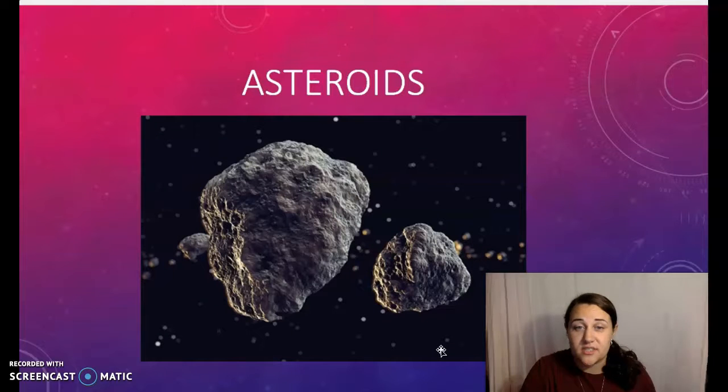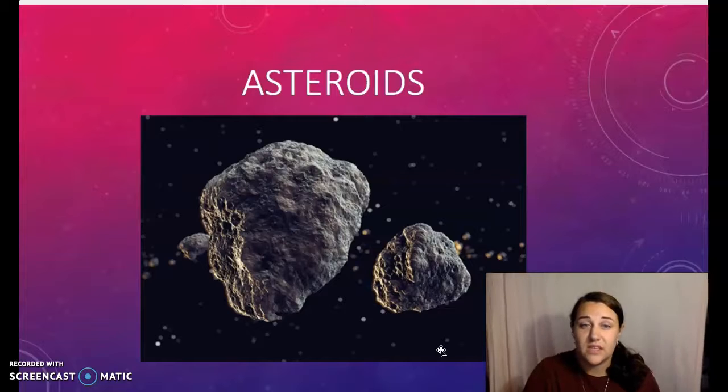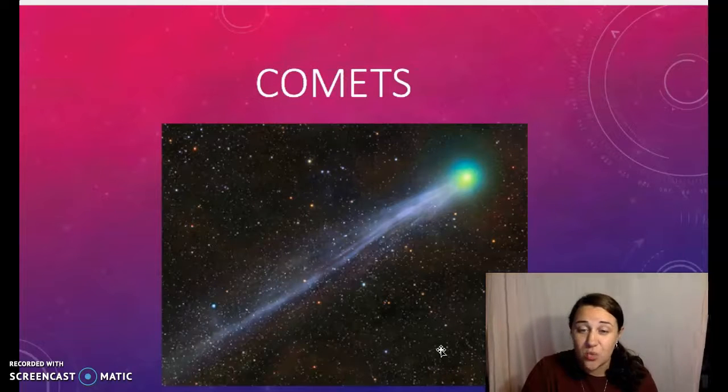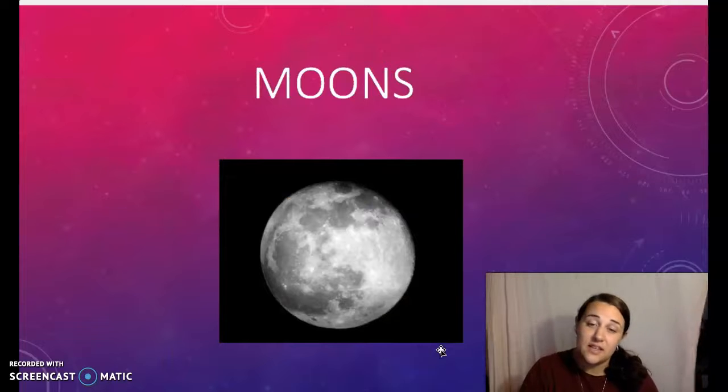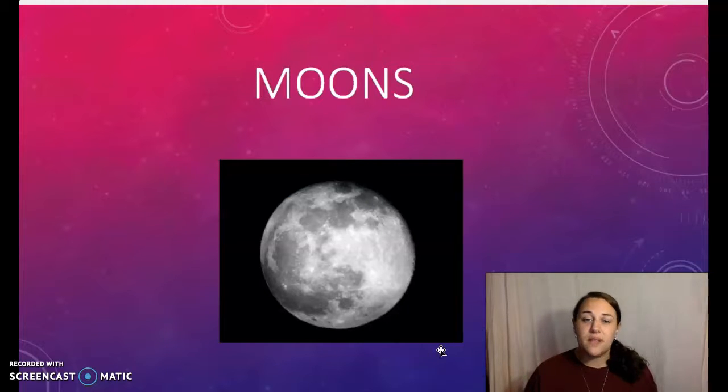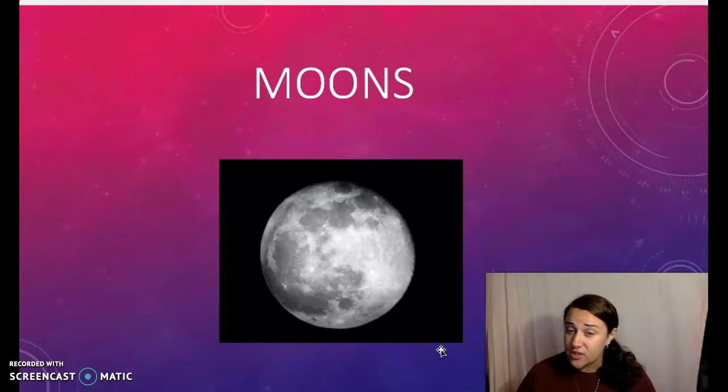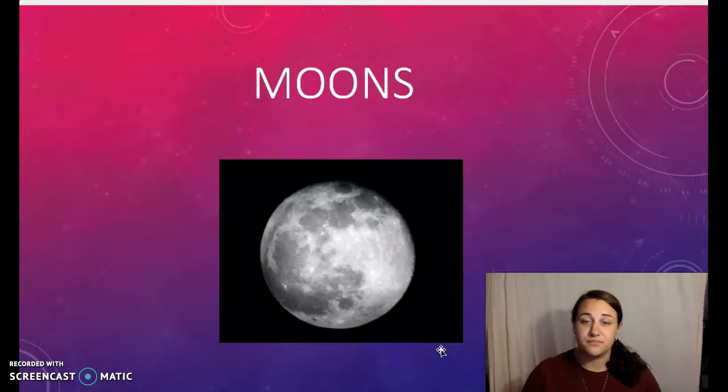Another part of our solar system is the asteroids. Asteroids are simply pieces of rock that have fallen off over the years in our solar system, but they also orbit the sun. And then we have comets also, which are balls of ice and dust, and they also orbit the sun. And we'll talk about asteroids and comets tomorrow. And then finally, the moons that we talked about briefly. Some planets have them, some planets only have one, like ours, Earth. Some planets have none at all. But we'll also talk about that when we talk about each planet later on in the summer.